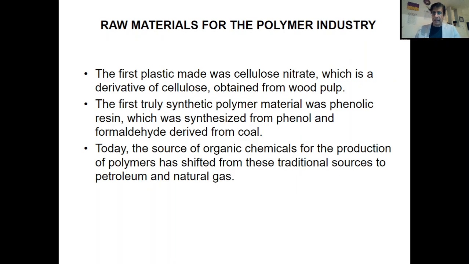So some background: the first plastic made was cellulose nitrate, and you know cellulose comes from plant wood pulp, so that's a natural source. And we also know the first truly synthetic polymer made was phenolic resin, which is synthesized from phenol and formaldehyde, and that phenol and formaldehyde were derived from coal. But nowadays, most of the organic chemicals used for the production of polymer are obtained from fossil fuels like petroleum and natural gas. So petroleum and natural gas are the main source of the raw materials.